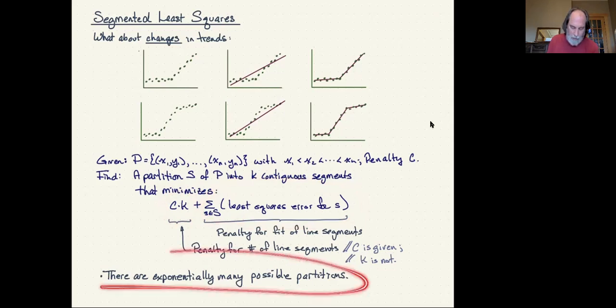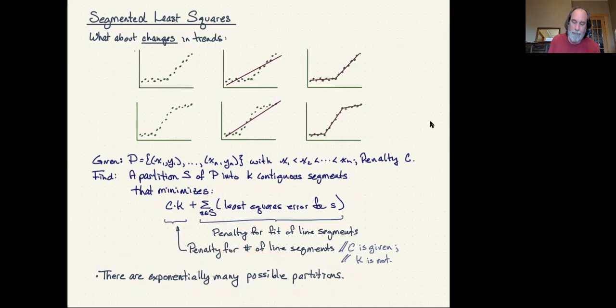Okay, so the challenge here is there are exponentially many possible partitions, and we want an efficient algorithm. So we don't want to explore them all explicitly.